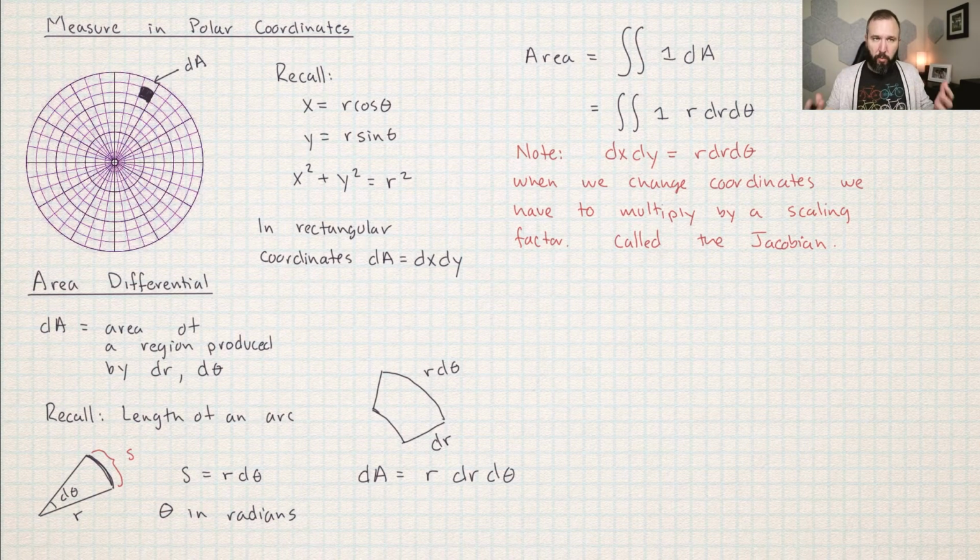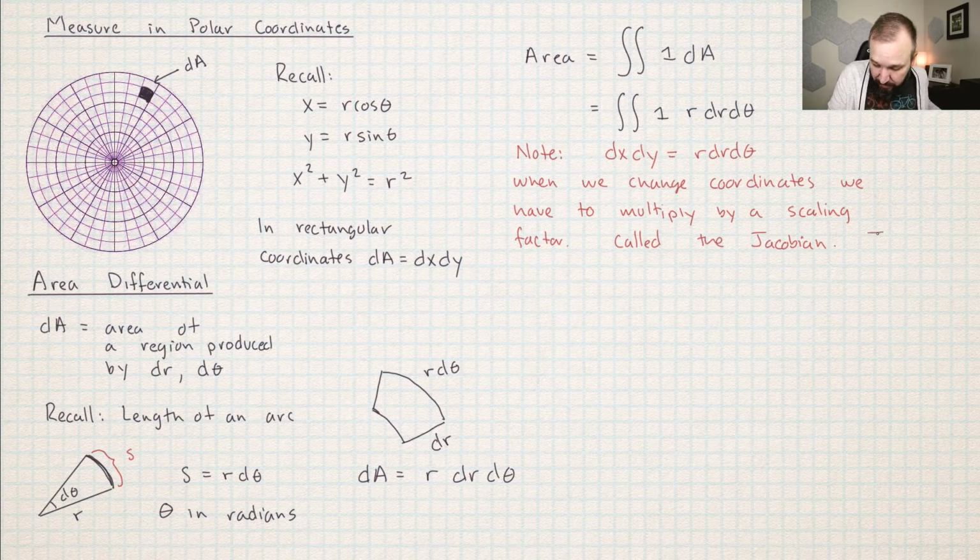When you change coordinates, you are changing the size of little rectangles. Since our rectangles are a different size, and we're basically counting how big the rectangles are, you're going to have to compensate for that fact by multiplying by some scaling factor. And we have a name for that scaling factor. It's named after a person. So we're going to call it the Jacobian.